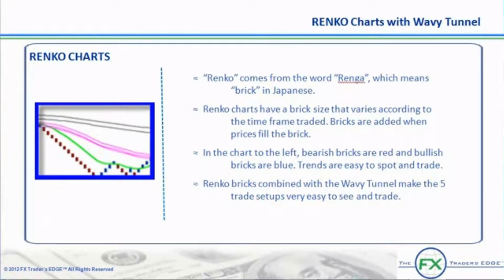In the chart to the left, bearish bricks are red and bullish bricks are blue. Because they screen out moves that are smaller than the brick size, the trader is not influenced by price action. Noise is filtered out. Renko bricks remove the distractions which cause whipsaw and include long wicks and false breakouts. Trends are easy to spot and trade. Renko bricks combined with the wavy tunnel make the 5 wavy tunnel trade setups very easy to see and trade.